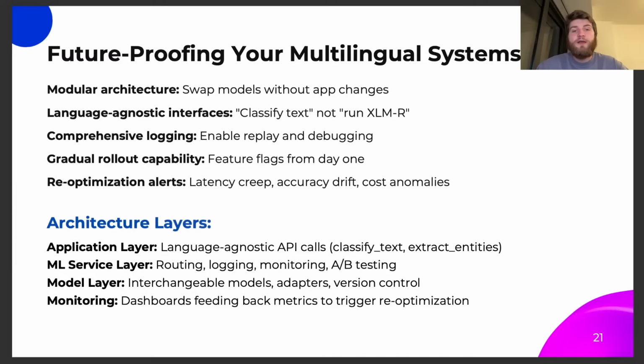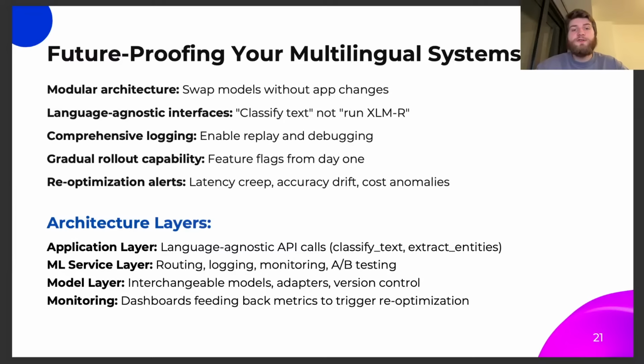Third principle, comprehensive logging. Log inputs, outputs, latencies, and confidence scores per request. When you want to evaluate a new optimization, you can replay historical traffic. When debugging production issues, you have the data you need. Fourth principle, gradual rollout capability. Build feature flags or traffic splitting into your architecture from day one. You'll need it for every optimization experiment.